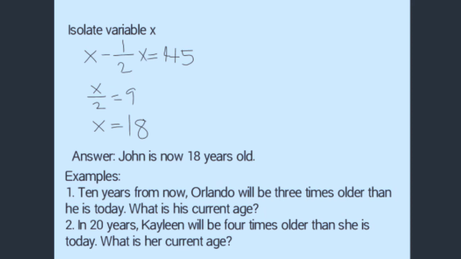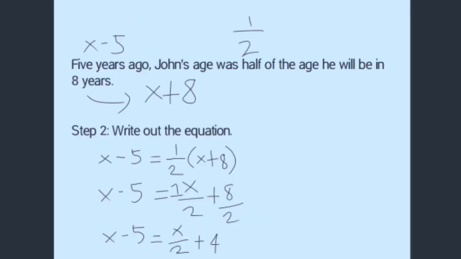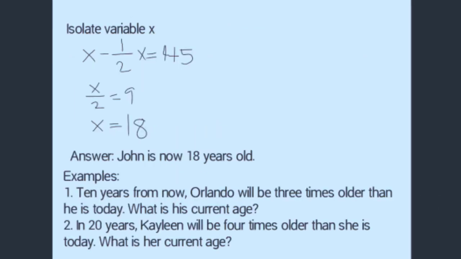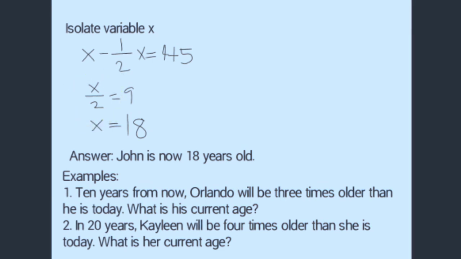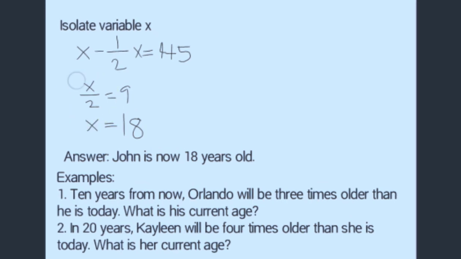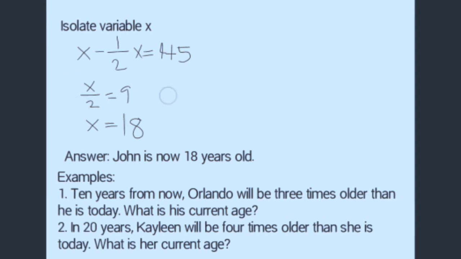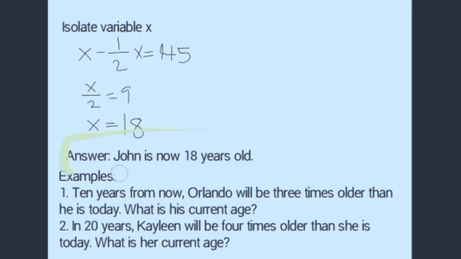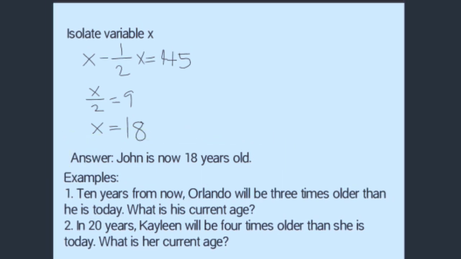So, isolate the value of x or find the value of x. So, we have, diba? So, i-transpose natin si 1/2 x dito sa left side at si 5 dito sa right side. So, we have now x minus 1/2 x equals 4 plus 5. Now x minus 1/2 x is equal to 1/2 x or x over 2. So, 4 plus 5 equals 9. So, okay, we multiply both sides by 2. So, we have x equals 18. So, now we found the age of John, now 18 years old.